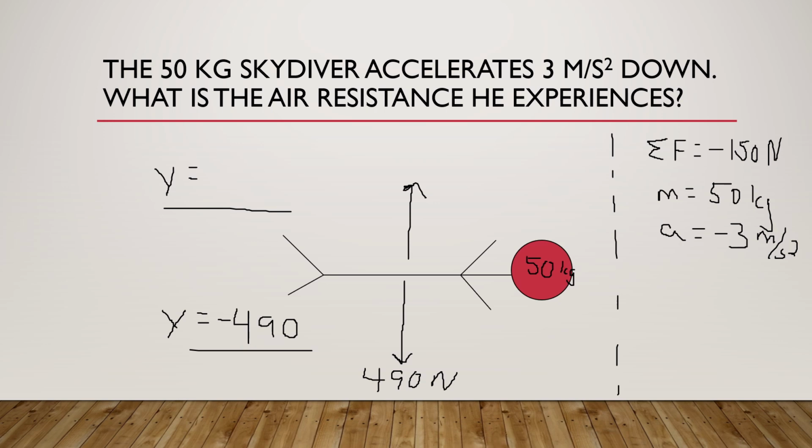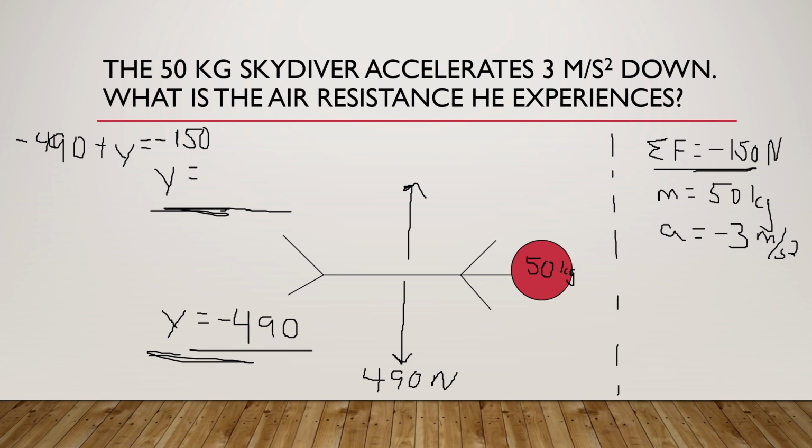I don't know what the air resistance is. I'm looking for it. But I know that this plus this equals this, just like vectors. The net force is still the resultant vector, and these are our only two. So let's see what we got. So I have negative 490, plus y equals negative 150.